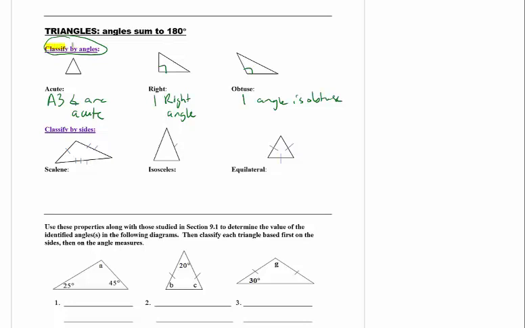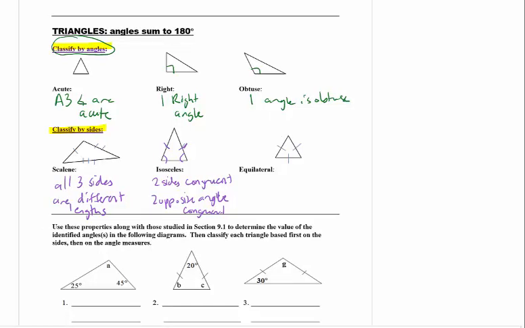My next piece is classifying by sides. When I'm looking at sides, scalene means that all three sides are different lengths. That's what these bars mean. I have 1, 2, and 3 to say that they're different lengths. An isosceles triangle means that I have two sides that are congruent, and that also means that the two angles opposite those sides are congruent. So if I have them marked this way, those two sides are congruent, and it means that those two angles are congruent.